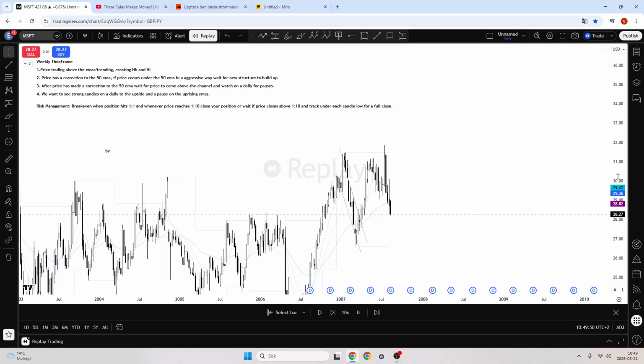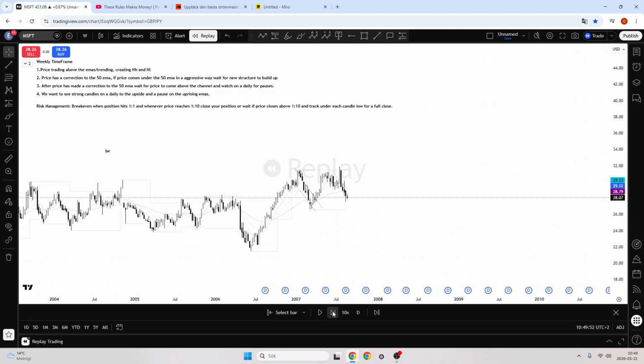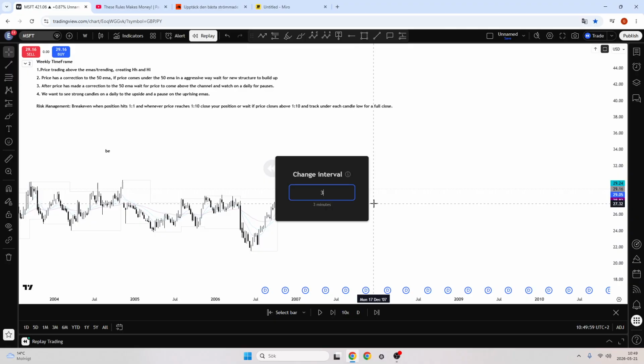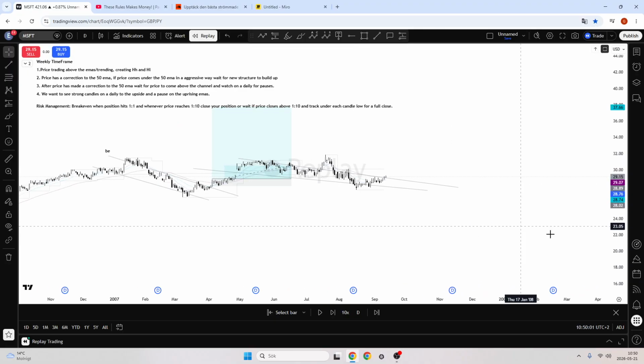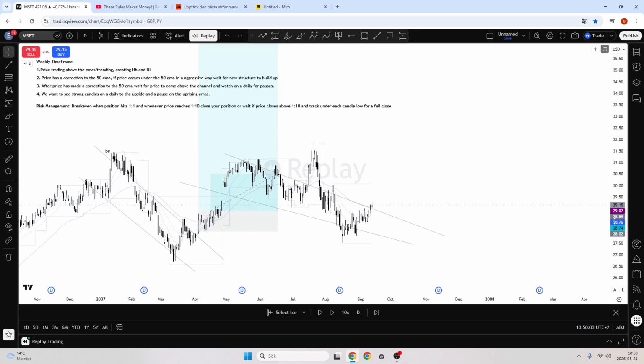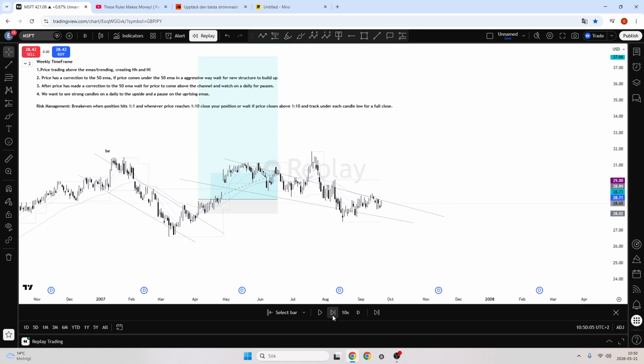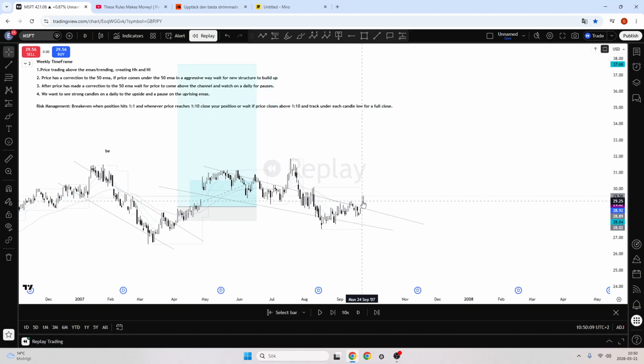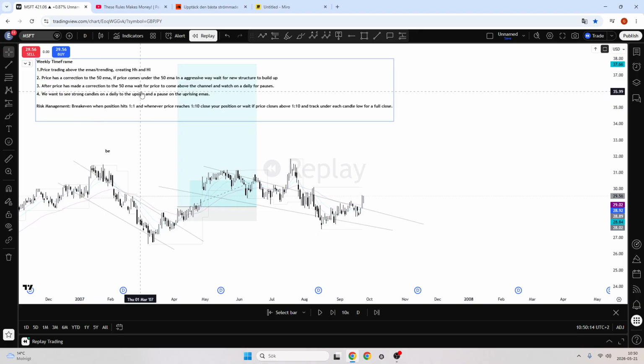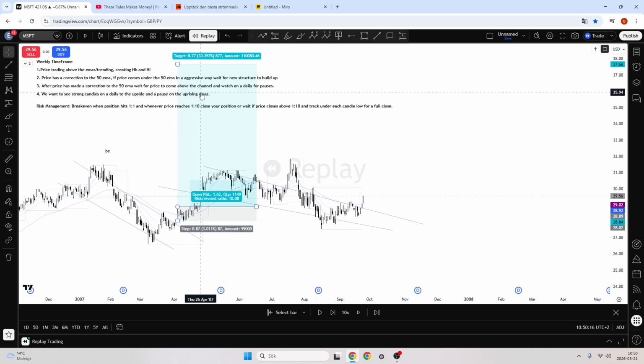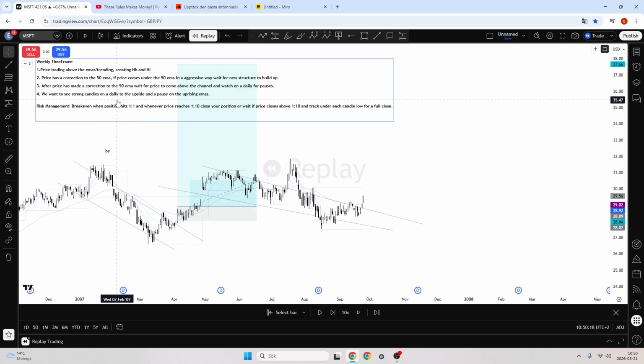Let's jump back to the weekly. I think this is quite good. So if we get above, as you guys can see right now, I will start to look for opportunity. So after price has made a correction to the 50 MA, wait for price to come above the channel and watch on daily for pauses. We want to see strong candles on a daily to the upside and a pause on the uprising 50 MAs.